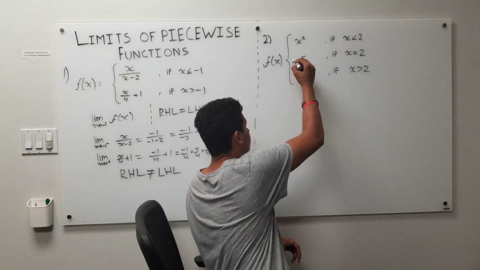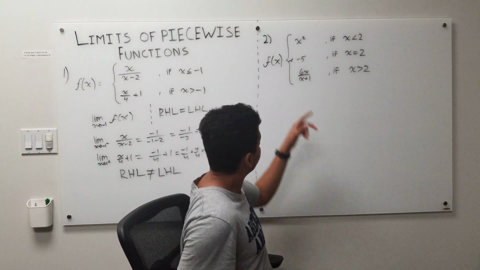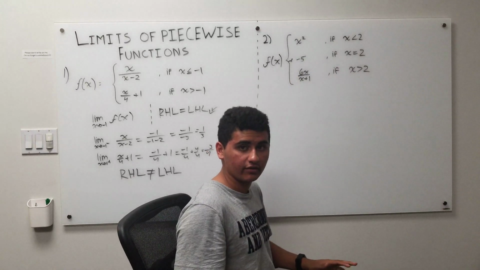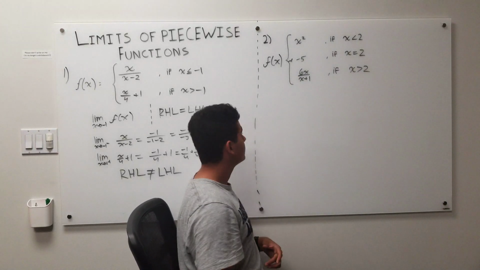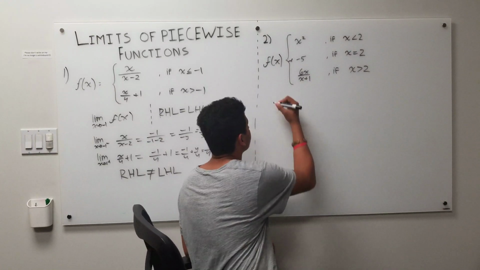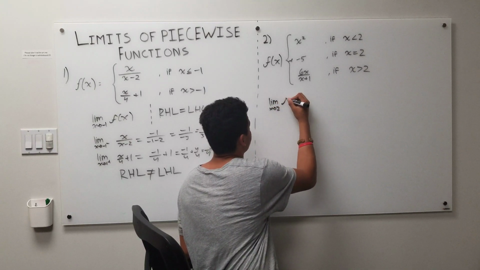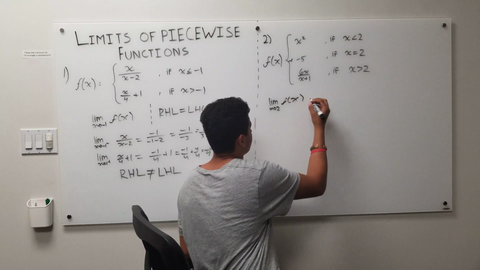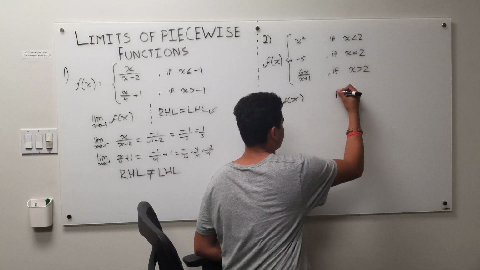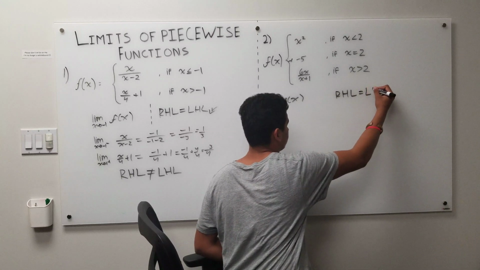So we really don't have to focus on this right now, because it's not helping us with either of the two. But this will be helping us later if this is the function. So why don't we head on into it? We're going to have the same process that we had for question number 1. So we're going to find the limit as x approaches 2 of f of x. And our goal is to have the right-handed limit equal to the left-handed limit.